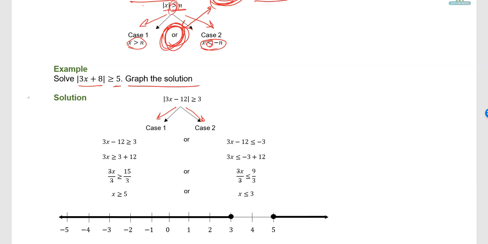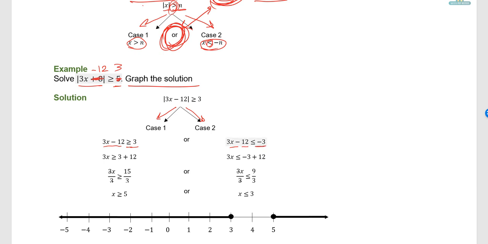Yeah, this seems like it's a typo. So this should be 3x minus 12, right? 3x minus 12 greater than or equal to 3. Okay? So we break it down to the two cases again. So we have 3x minus 12 is greater than or equal to 3. And we have 3x minus 12 is less than or equal to negative 3.